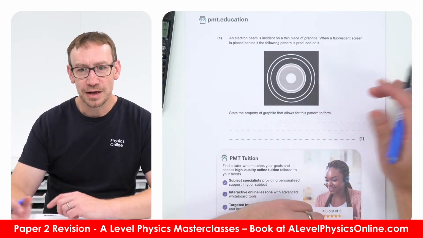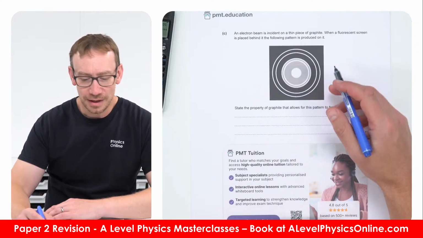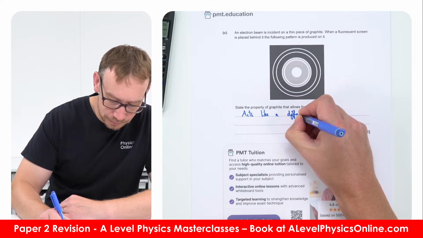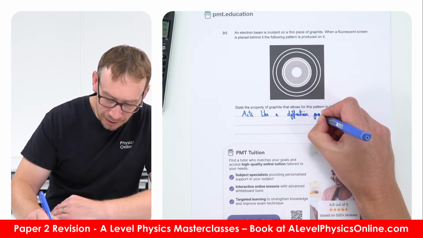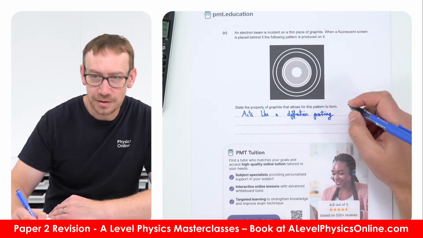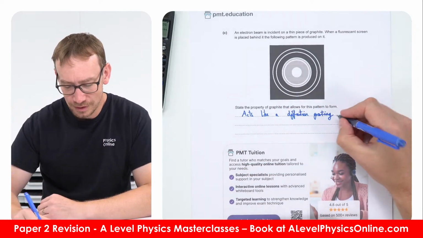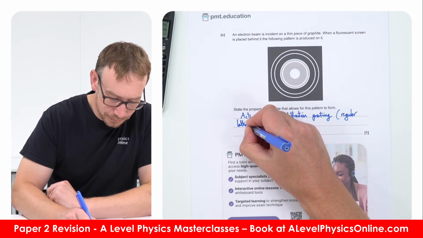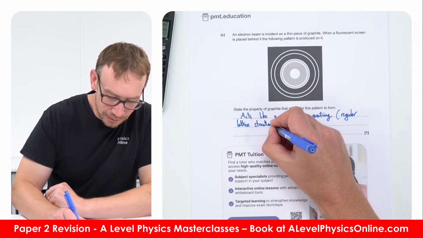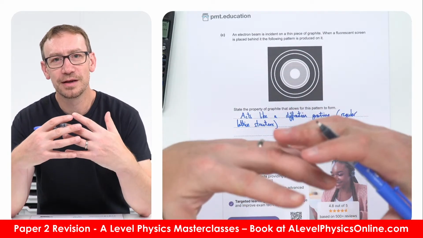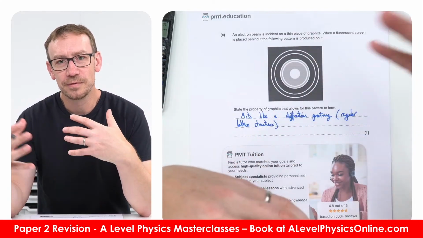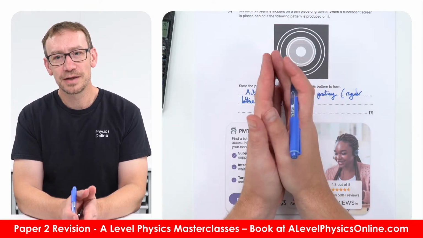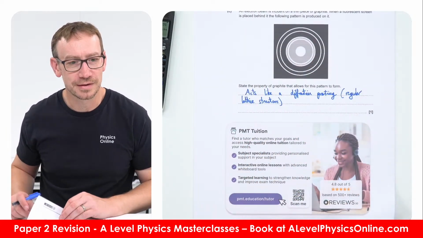So what we have here is electron diffraction. So the property of graphite is that it acts like a diffraction grating. And it acts like a diffraction grating because there's a regular lattice structure, and the spacing of the atoms is going to be similar to the wavelength of the electrons which are moving through it, and therefore it acts like a diffraction grating, effectively a two-dimensional diffraction grating, which is why we see this pattern.